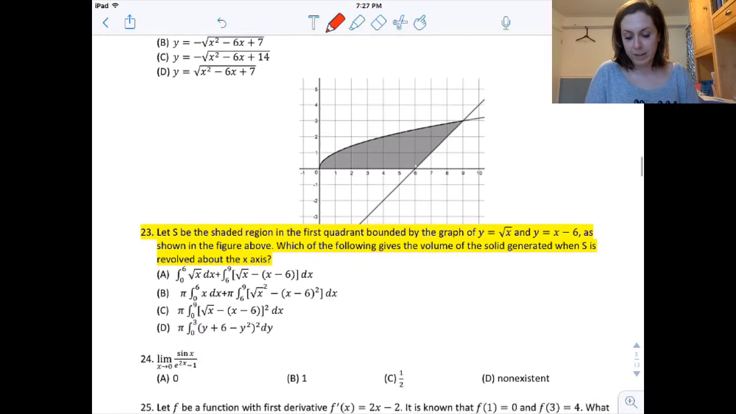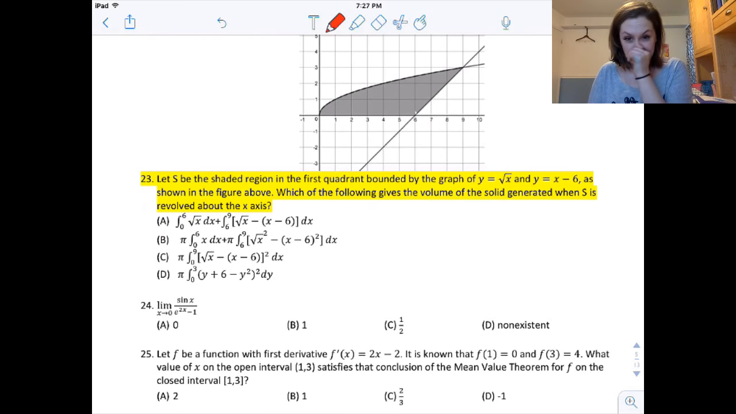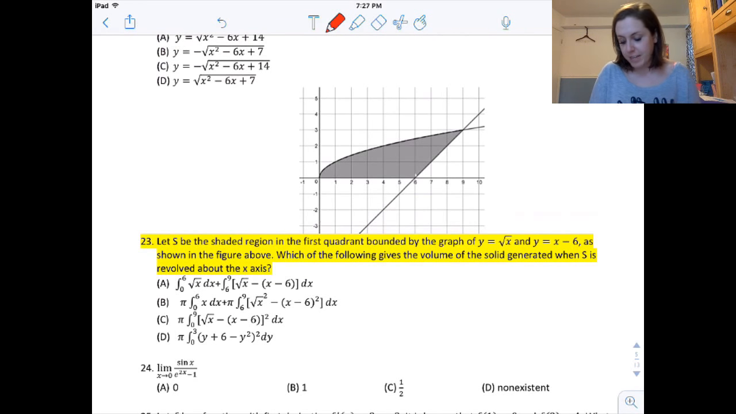Let's look at 23. It says figure S is the shaded region here, bounded by square root x and y equals x minus 6, as shown. Which of the following gives the volume of a solid generated when S is revolved around the x-axis? This one is tricky because when we do this, we're talking about top minus bottom, right? In this particular region, the tops and the bottoms flip around a little bit.